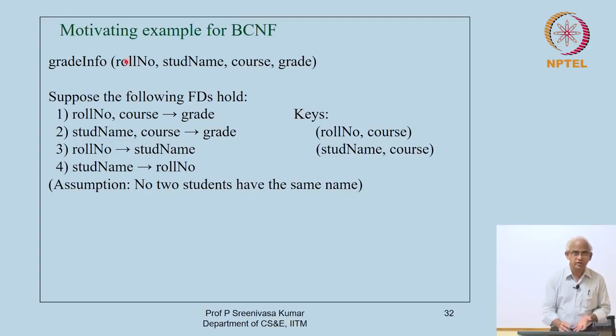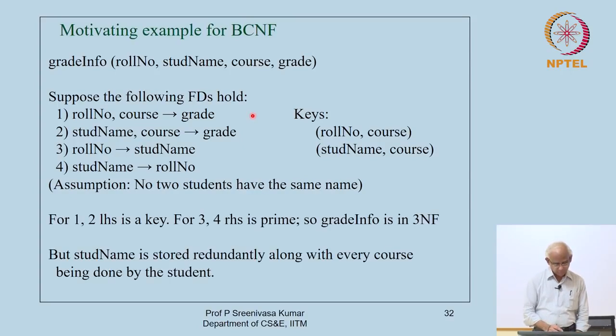but it is obvious that there is redundancy in this table. It is obvious because we are storing the name of the student as well; one of them is redundant. Either you should have roll number or you should have name, you need not have both. We are not able to catch it using the third normal form, mainly because we have given some concession for prime attributes. So, student name is stored redundantly along with every course being done by the student.